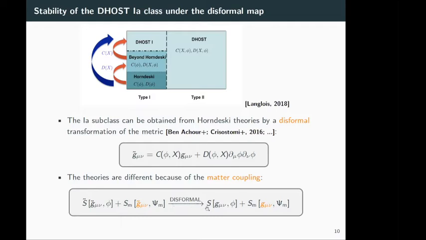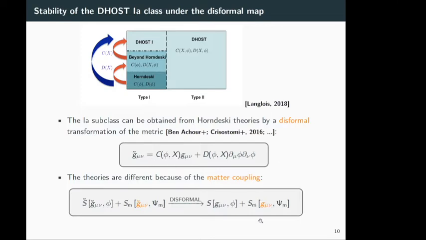And then you perform the disformal transformation. As I said, you're going to end up with another action of the DHOST class 1A, but now expressed in terms of this new metric G. But if you wanted the exact same theory, then the matter fields would not be minimally coupled to this new metric G, because if you just replace here on the left-hand side, you would have to have a non-minimal coupling here. You have to replace this G by this whole thing, right?